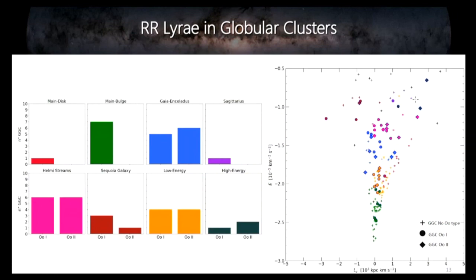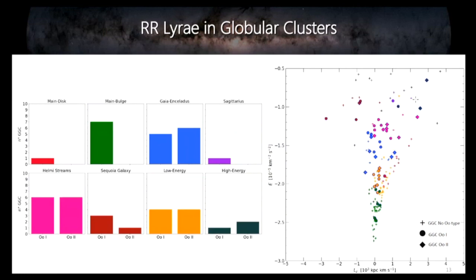On the right side, we can see the same plot as before, so energy and the projection of angular momentum. And we can distinguish also in this case Oosterhoff type 1 with the circle and Oosterhoff type 2 with the diamond.